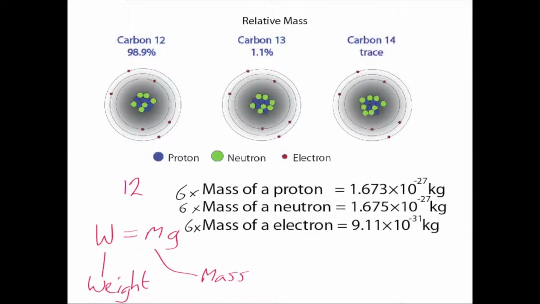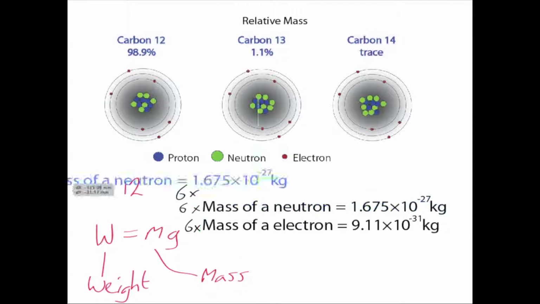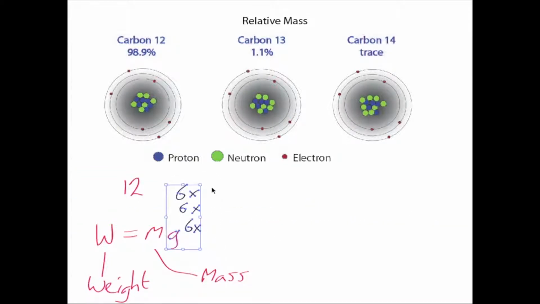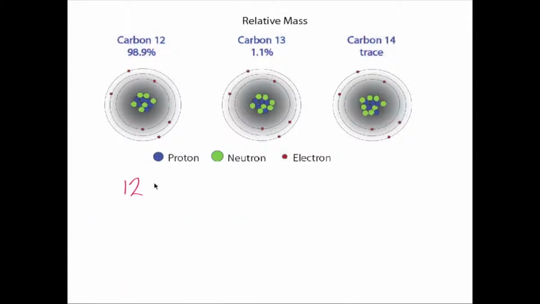Basically, all we have now is the mass of carbon on Earth, as defined in the periodic table, which will be 12 grams per mole. 12 grams per mole.